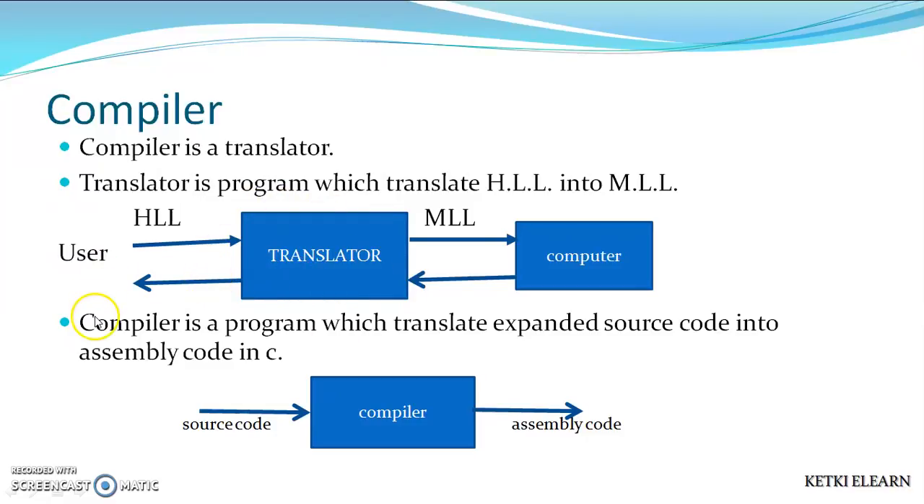Next one is the compiler. So what is a compiler? A compiler is one kind of translator, and it is a program which translates source code into assembly code. What does source code mean? The code written by the user, that is, a program written by the user, is called source code. So the compiler takes source code as an input and generates assembly code as an output.